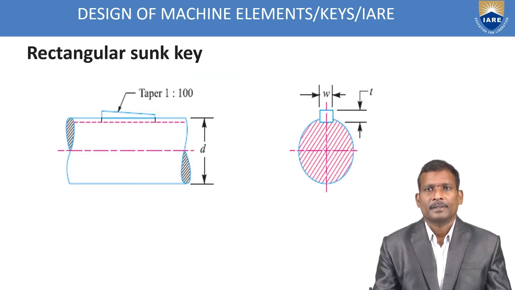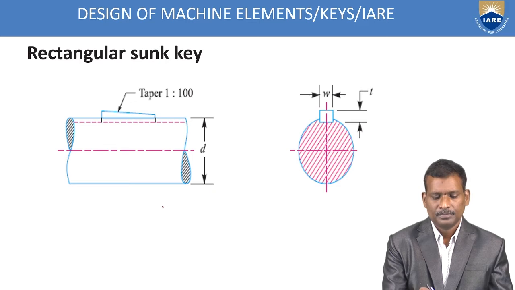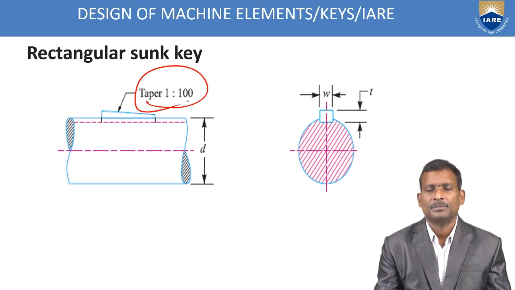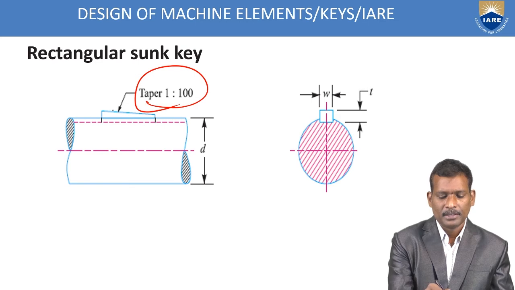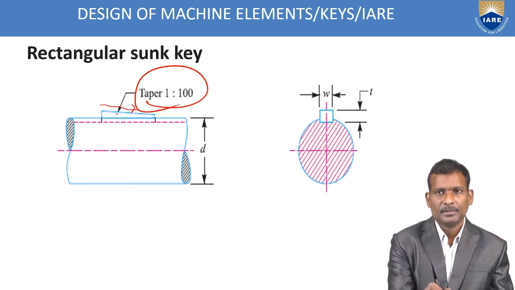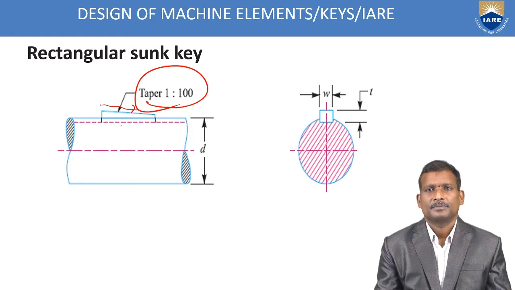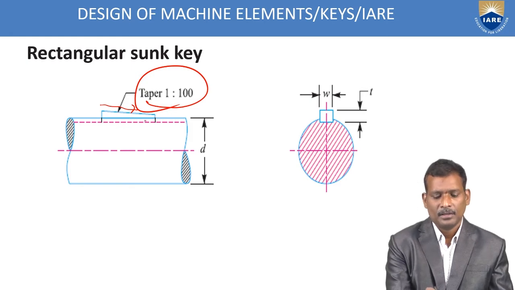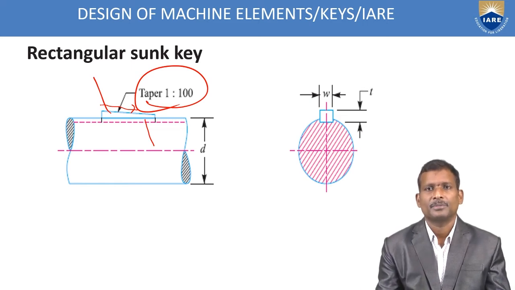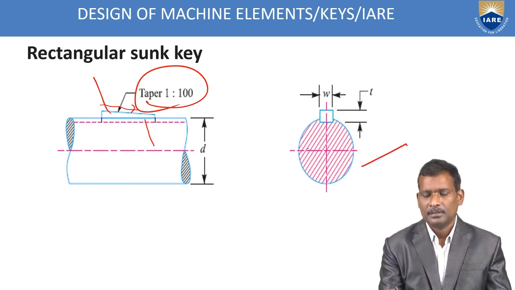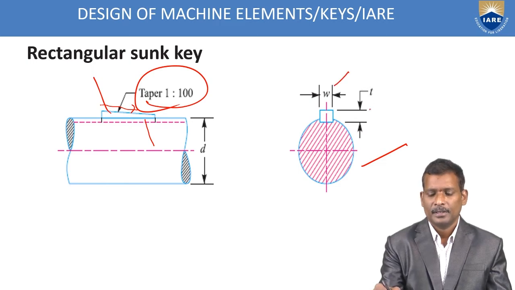In this slide, a rectangular sunk key is shown. See in this diagram, the taper is shown as 1 to 100. The taper is available on the top surface. See here, half the portion is inserted into the shaft and the remaining half will be inserted into the hub. So here inside you can identify the dimensions of the key, width and thickness.